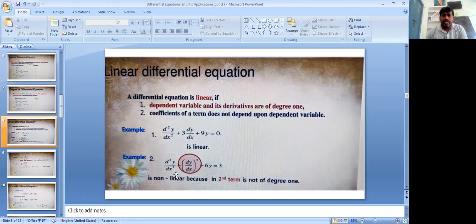Next, d³y/dx³ + (dy/dx)⁴ + 6. The first condition is not satisfied. What is the first condition? The dependent variable and its derivatives must be of degree 1. Here d³y/dx³ has power 1, but dy/dx has power 4. The degrees are different, therefore this is not linear. Not linear means non-linear, because the second term's degree is not 1.